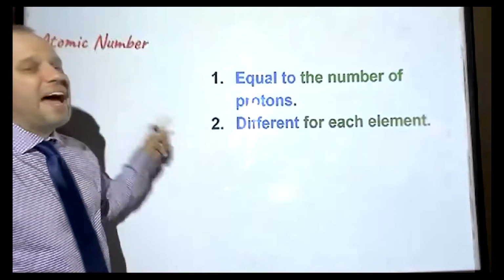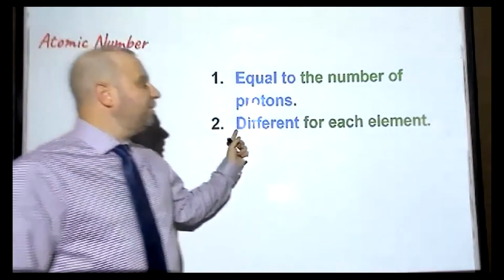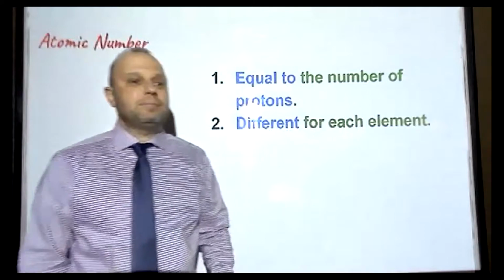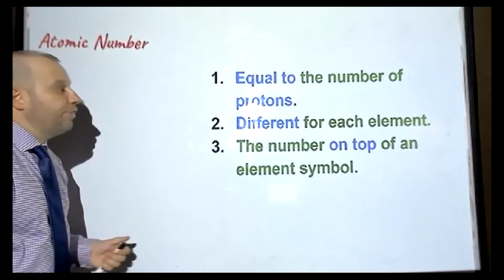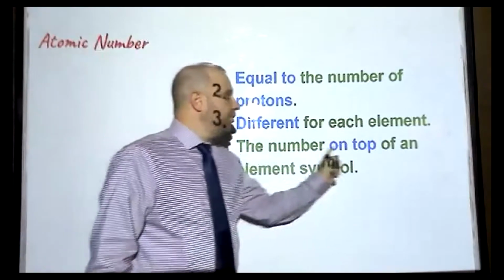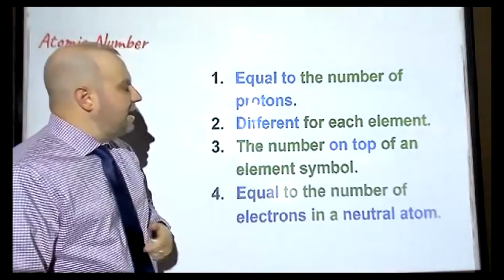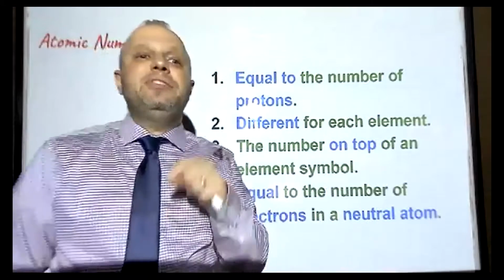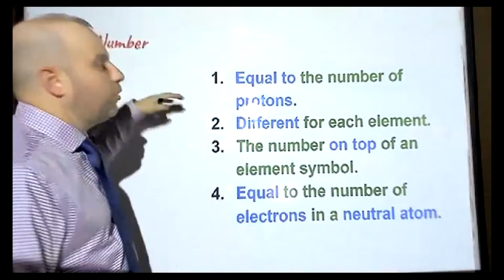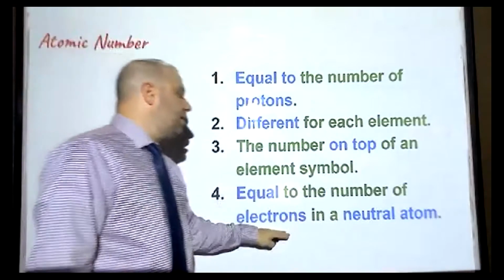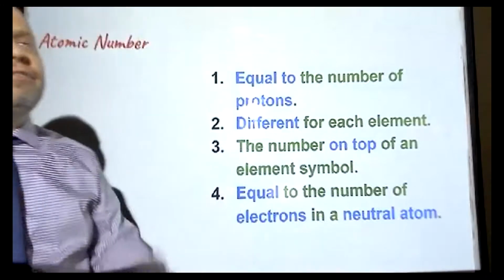Second, that atomic number is different for each element. Just like each element has a different name, it has a different number. The third one, as I just pointed out to you, is that the number is on the top of the element symbol, and I'll show you that again in a second. And then finally, for what we are doing today, the number of protons is equal to the number of electrons, so the atomic number will also be equal to the number of electrons as long as we have a neutral atom, so an atom that is not positive nor negative.